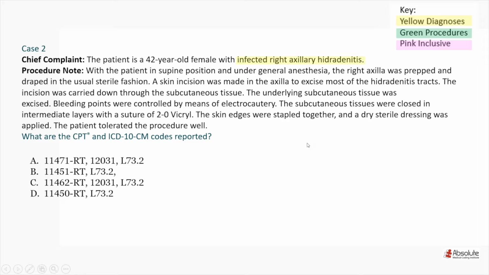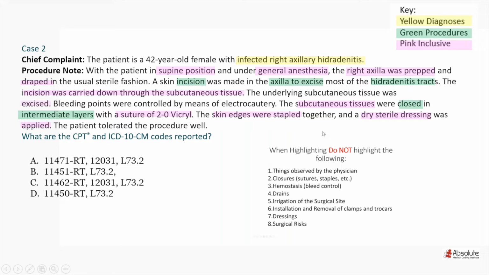The first step is, of course, highlighting the keywords. You can see here the 42-year-old female with infected right axillary hidradenitis. Patient was placed in a supine position. General anesthesia was given. Right axilla was prepped and draped. A skin incision was made in the axilla to excise the hidradenitis tract. Incision was carried down through the subcutaneous tissue and it was excised. Subcutaneous tissue were closed in intermediate layers. A suture of 2-0 Vicryl was used. The skin edges were stapled together and dry sterile dressing was applied.